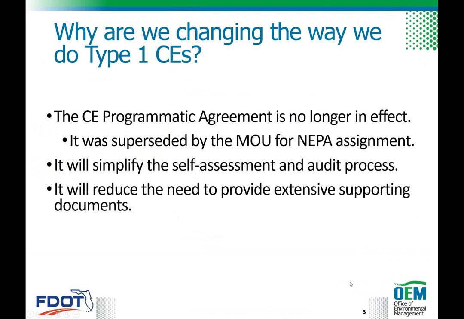So the first thing that I'll cover is the fact that for FDOT over the past 20+ years, we've had a programmatic categorical exclusion agreement with Federal Highway. Well, that agreement was superseded by the NEPA assignment MOU that was signed December 14th, 2016. And although that sounds a little bit weird and possibly makes people nervous, the reality is that now we have full autonomy over how we apply these categorical exclusions, and we can take full advantage of the flexibilities provided in 23 CFR 771.117 of the federal regulation. So that was one of the reasons this has changed.